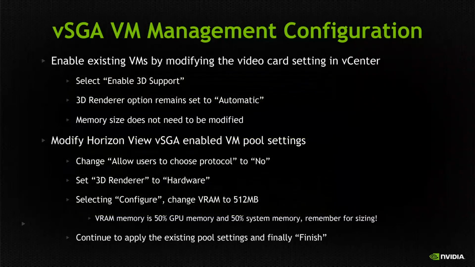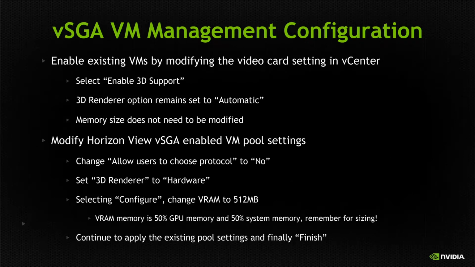Next, and this is basically almost the last step, is actually kind of optional, this first step in vCenter. So let's just skip that. If you go to Horizon View, where you're managing your actual desktop pool, you go to the pool, and you need to change for the pool settings that you will not allow users to change the protocol or choose the protocol.